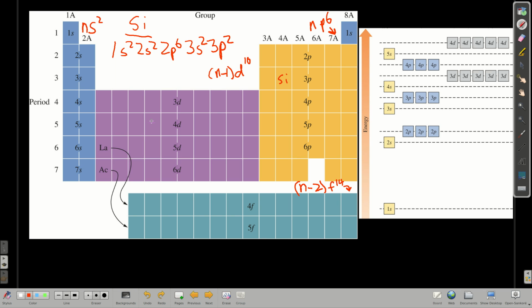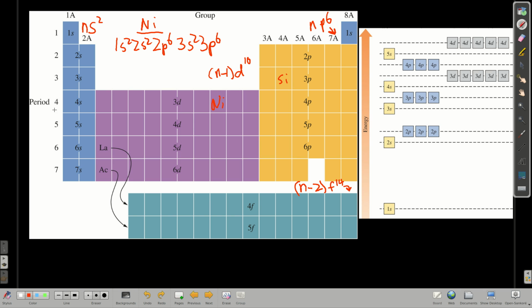Let's do one more. Let's say we were going to read nickel. Let's get rid of some of this so we can read it. So nickel, we would just go left to right, top to bottom, the last element in each block: 1s2, then 2s2, and then 2p6, and then 3s2, 3p6.